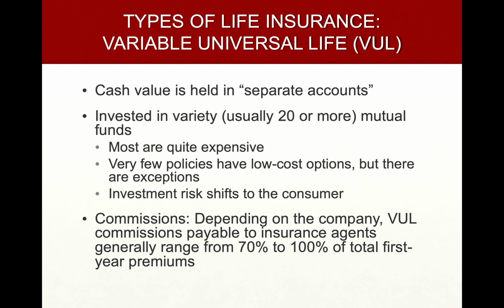But there are some policies out there that have pretty low cost options in terms of their variable universal life. One of those, for example, is Jefferson National, which is a unit of Nationwide right now, although Nationwide looks like they're going to spin them off as a separate company. There are some others out there, not a lot of really low cost insurance policies, but there are some out there. Basically, you're shifting the investment risk here to the consumer to a big degree.